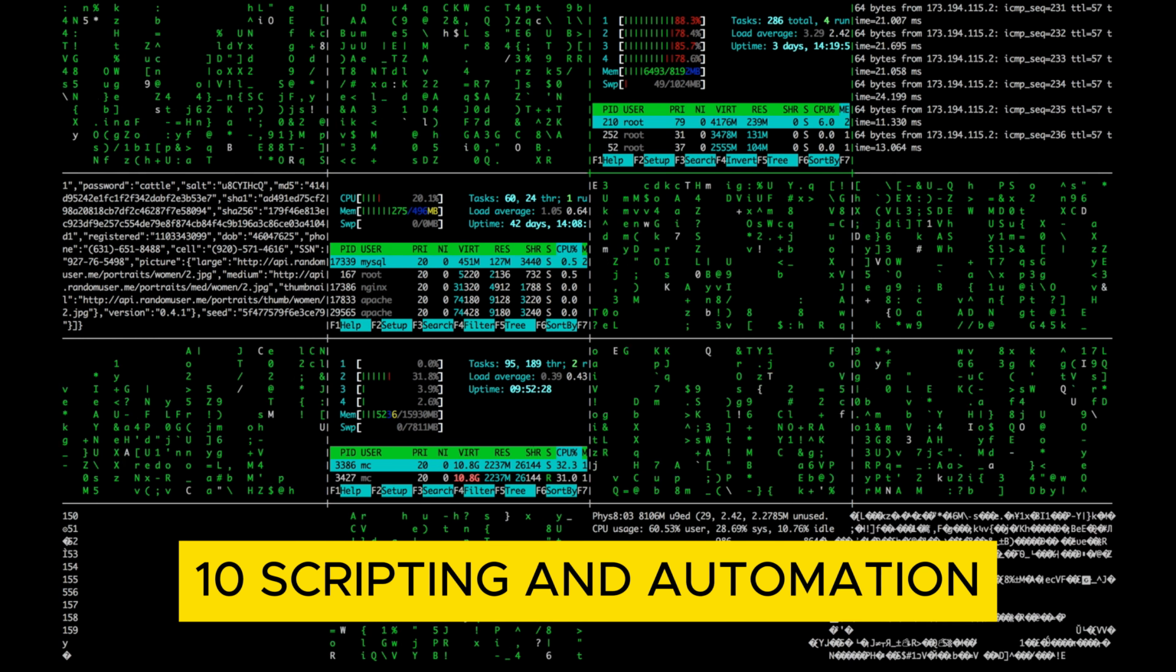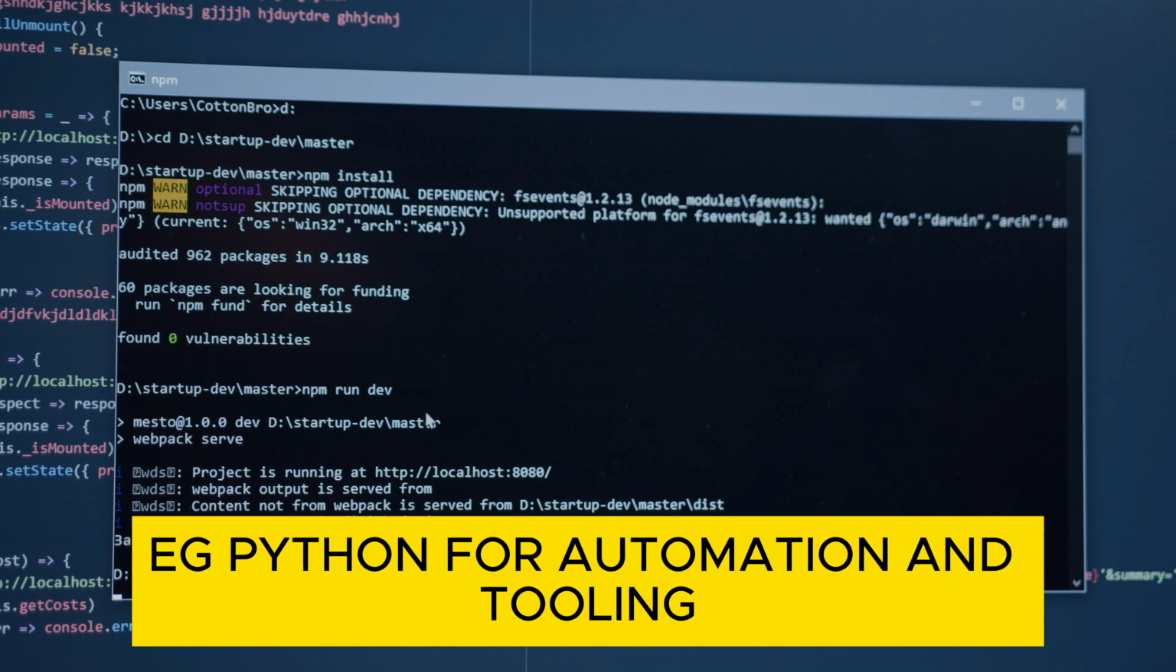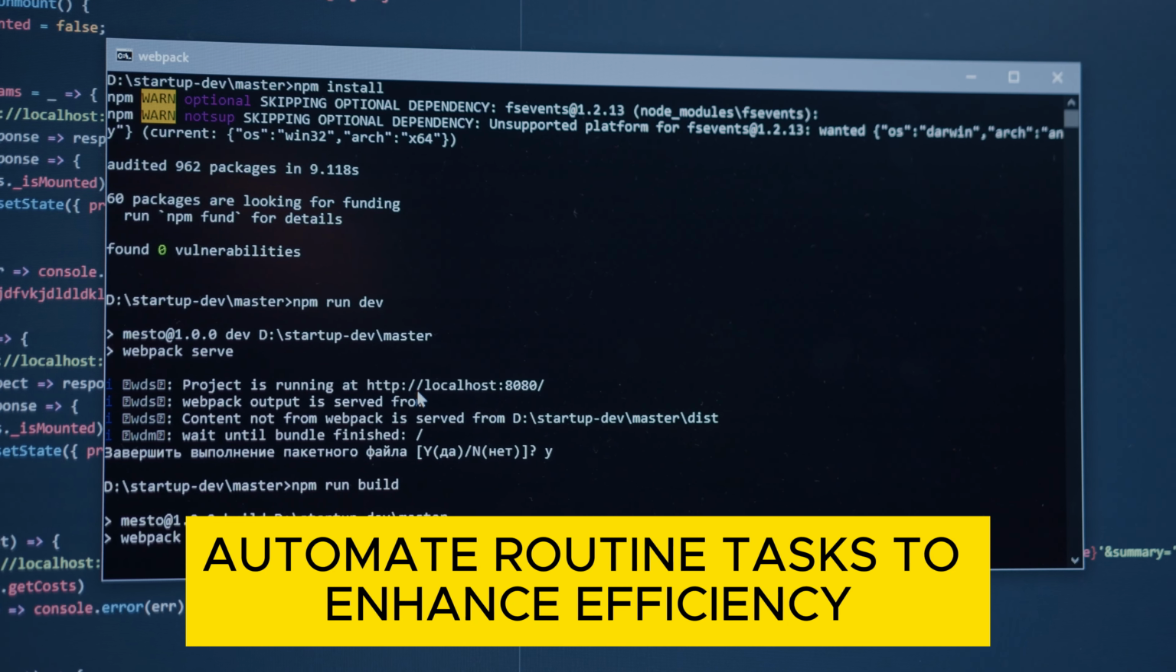10. Scripting and automation. Learn basic scripting languages, e.g. Python, for automation and tooling. Automate routine tasks to enhance efficiency.